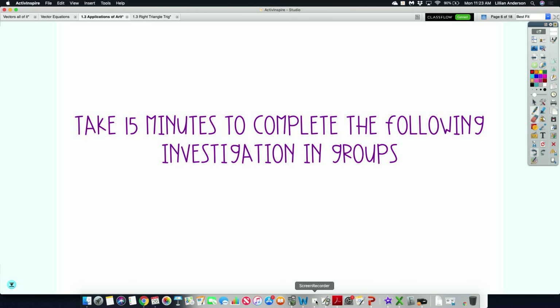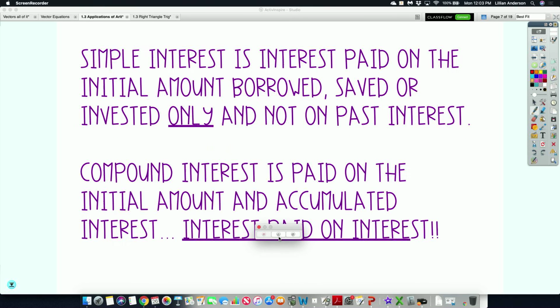You guys are going to do a little activity, a little investigation. So simple interest is interest paid on the initial amount borrowed, saved, or invested only and not on past interest. That basically means whatever you originally invested, you figure out the amount of interest based off of the percentage, and that's how much you're adding every month or every year or every whatever.